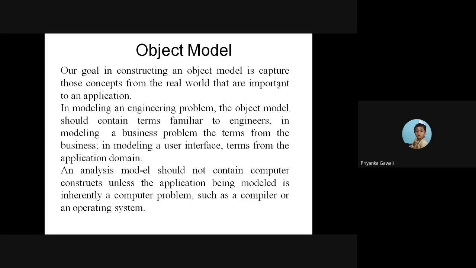In modeling an engineering problem, the object model should contain terms familiar to the engineers. In modeling a business problem, the terms from the business. In modeling the user interface, the terms from the application domain. There are different types of model as per requirement of different users. In case of business, the terms come from business. In case of user domain, they come from the application domain.